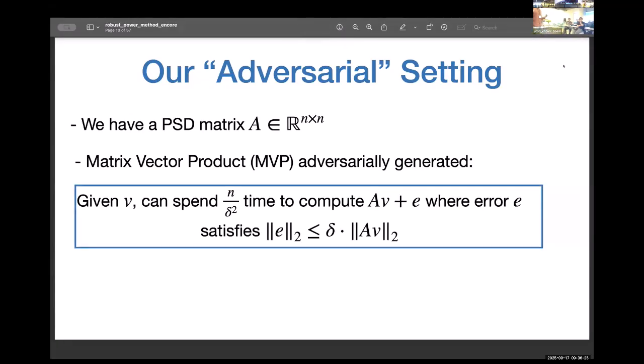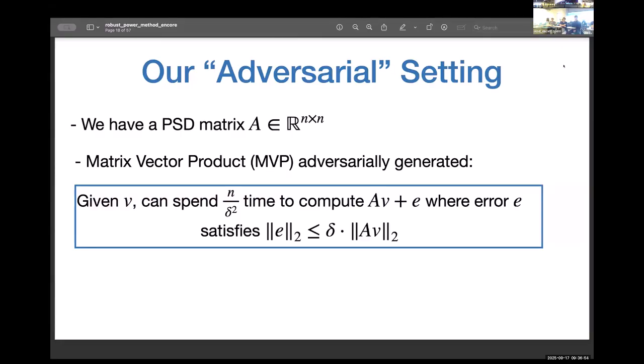First, let me give you the definition, and then I'll tell you where it comes from much later. This is not a model that we just came up with. It was embedded in some algorithms problem that we were working on. So instead of getting exact matrix vector products, I get approximations. I give a vector v to someone in the sky, and they send me v plus e, some error. I don't have any control of the error, except that the norm of the error has to be proportional to the size of the answer.